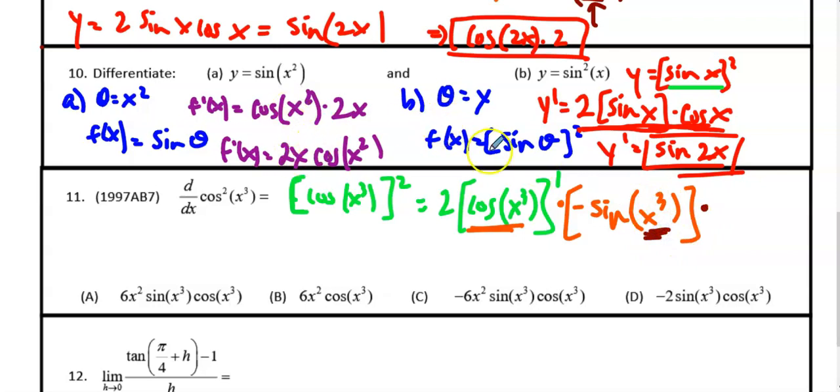and then finally our attention goes to our theta, just like over here, and we're going to take the derivative of that. We're going to get 3x squared. And so we can look at, we have a 3x squared, we have a 2, and don't forget about our negative. So we have a negative 2 times 3 is 6x squared, so a negative 6x squared, and then we have a sine of x cubed, and then we have a cosine of x cubed. So our answer here is going to be C.